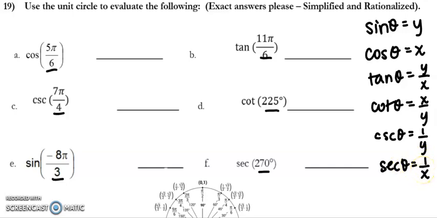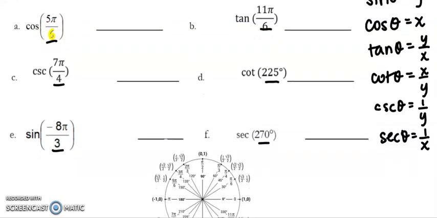Okay, so 5 pi over 6. 5 pi over 6 has a reference angle of pi over 6 because of the denominator. 5 pi over 6, I'm looking for a yellow sticker. It's right here. I'm supposed to read the cosine, which is the x value, according to my list. The x value is negative square root of 3 over 2.